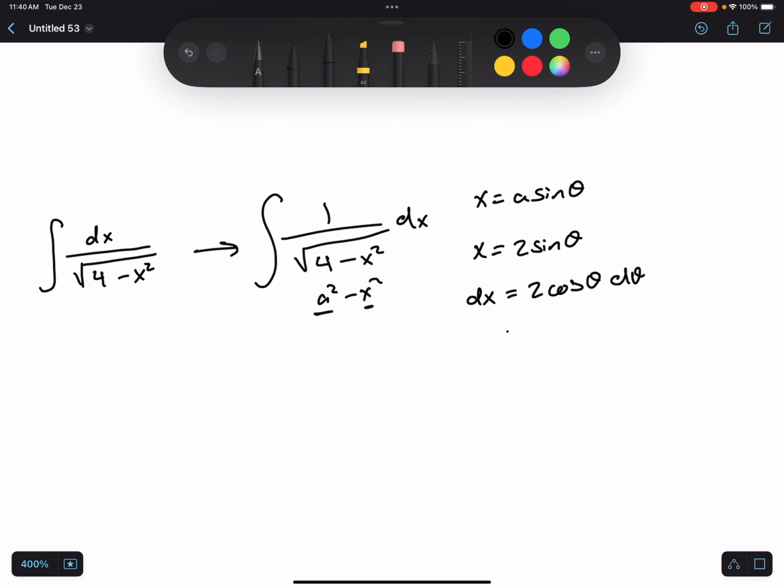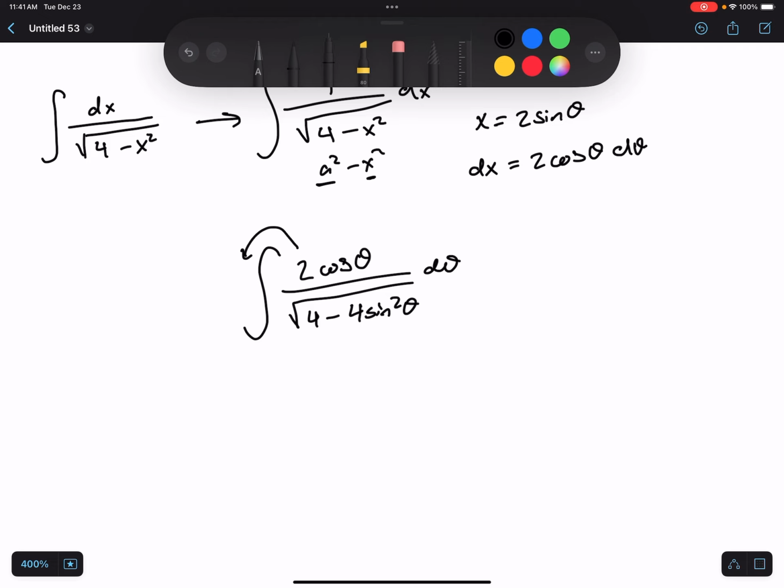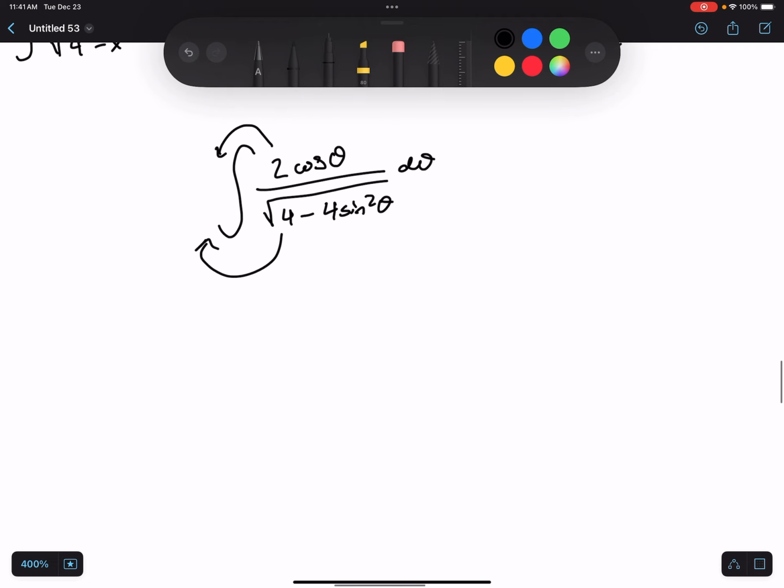And now we can go ahead and plug these values into our integral. So if we rewrite this, we can say the integral of 2 cosine theta over the square root of 4 minus 4 sine squared theta d theta. And now we perform a constant purge where we move the constants out front. And so what we'll have is 2 over, of course, we have the square root of 4 here that we can pull out, which is 2, times the integral of cosine theta over the square root of 1 minus sine squared theta d theta.